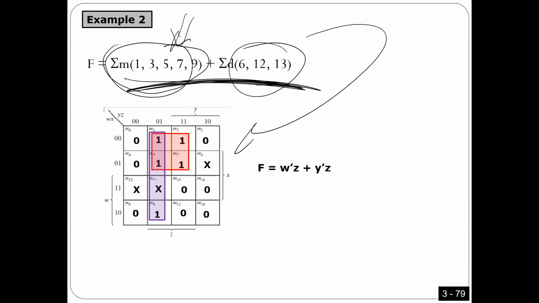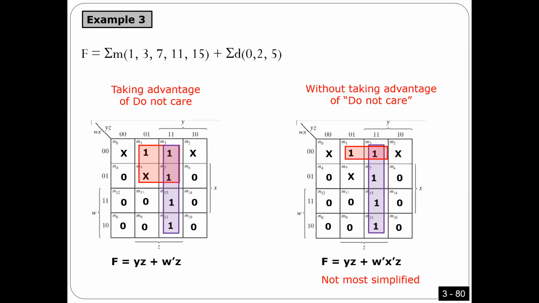What about the other don't care? 0, 0. I don't care about that. Okay. It's not going to help me to simplify. Any questions? Don't be confused. I don't need to cover all don't care. It's optional. Okay, just take whatever is useful for you, whatever can help the simplification.